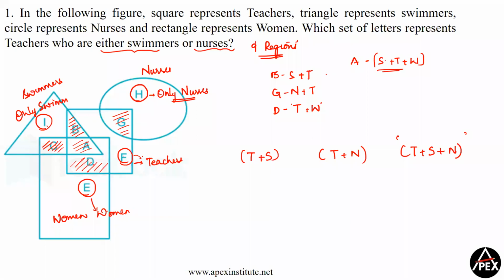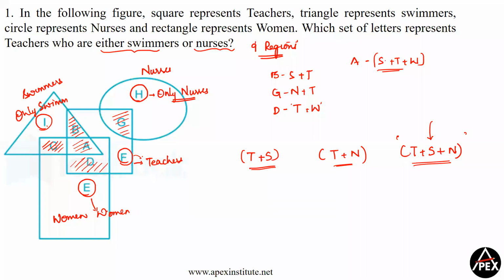No, sir. Why? Either swimmer or nurse, not both. But it was not asked for teachers who are only swimmers or teachers who are only nurses. So we need to find the region common between these two, and it should be included, because it is mentioned that teachers who are either swimmers or nurses. It is not mentioned that teachers who are only swimmers or only nurses.